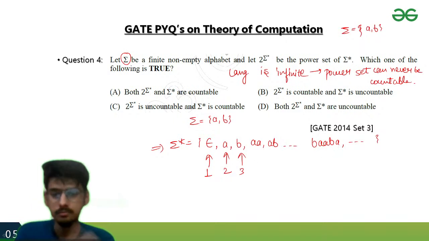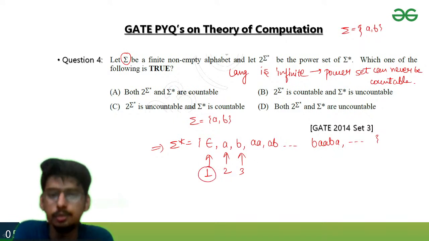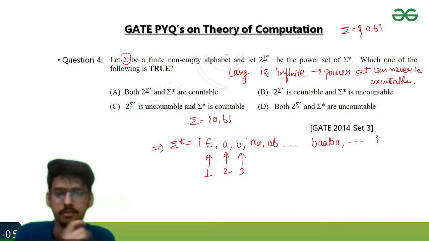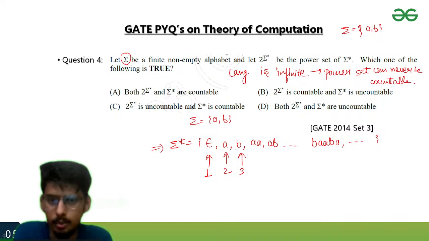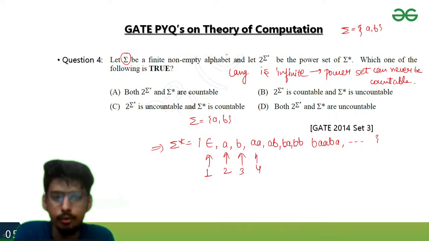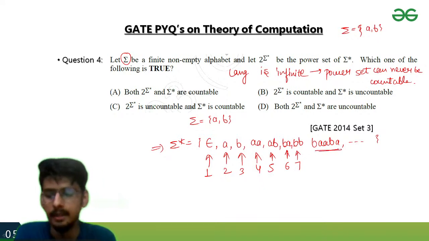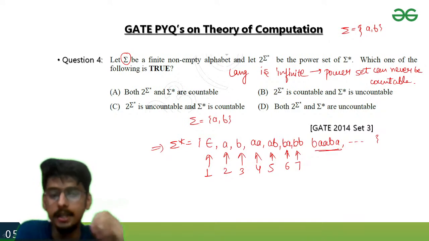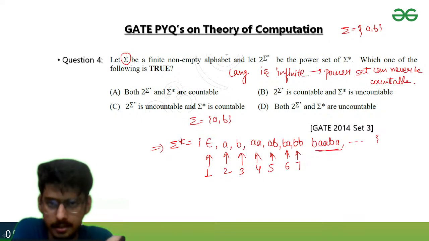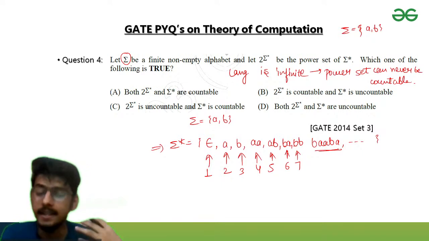So first I am going to map 1 to the string of length 0, then I will see the length 1 strings. So a and b are of length 1, so 2 will be mapped to a and then 3 will be mapped to b. Then similarly a a, a b, b a, b b. So these are 2 length strings, so I will map 4, 5, 6, 7 and so on. So basically any string which is present in this sigma star will be generated in a finite number of steps, and that finite number will be a natural number.